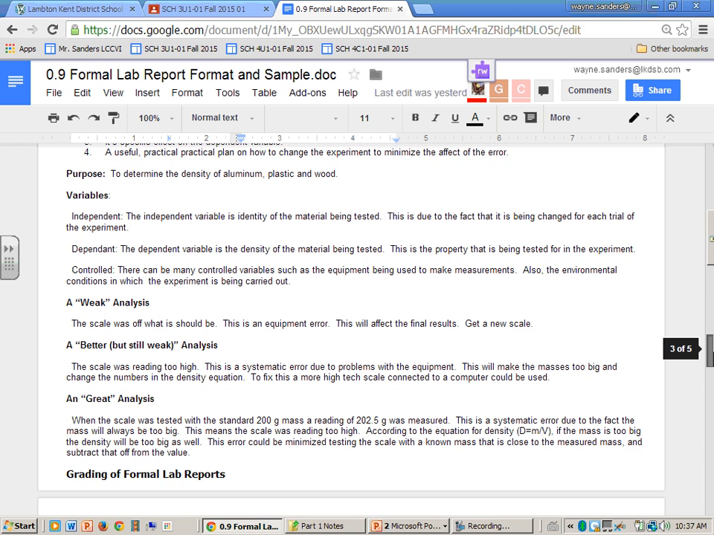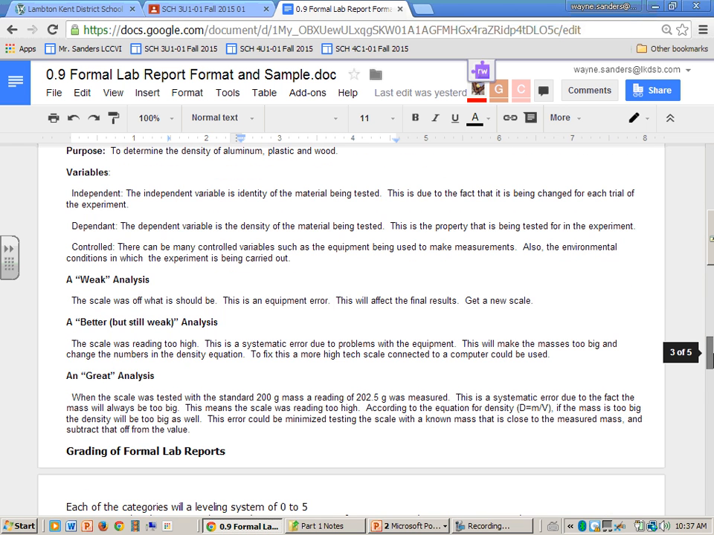All right, so an error analysis for this. What could have happened? This is what I would call a weak analysis. The scale was off what it should have been. So let's say we put the scale and we read it and the number was too high. The scale was off. This is an equipment error. This will affect the results. Get a new scale. Absolutely unacceptable. Doesn't tell me what's off, doesn't tell me how it affects the results, and getting a new scale is not going to be the case.